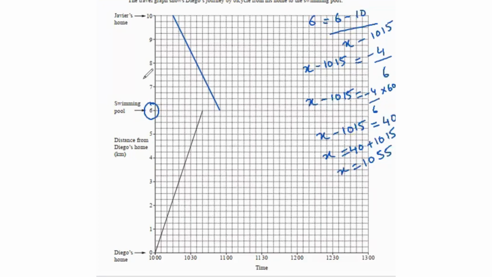We already know the distance at which the school is present, which is 6, and the distance at which Javier starts from his house, which is 10. So the only unknown was the final time. So that's how we got our line.